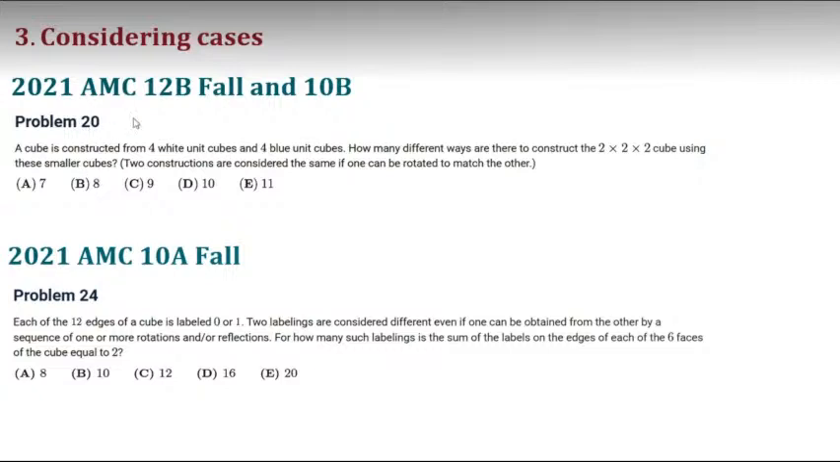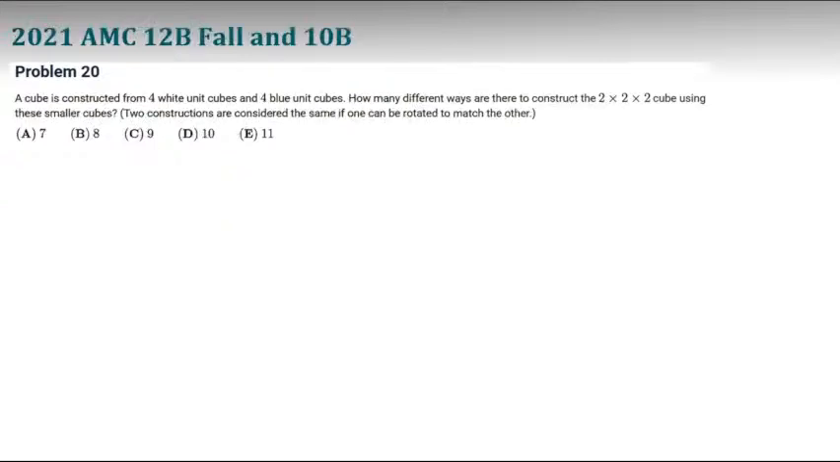Look, these ideas, problem 20 from 12B and problem 24 from 10A, both of these problems don't have formulas you calculate. You should count one by one, but if you count one by one, maybe you ignore some cases. So you can consider a property and consider different cases of that and solve. Let's see how. The first problem was this.